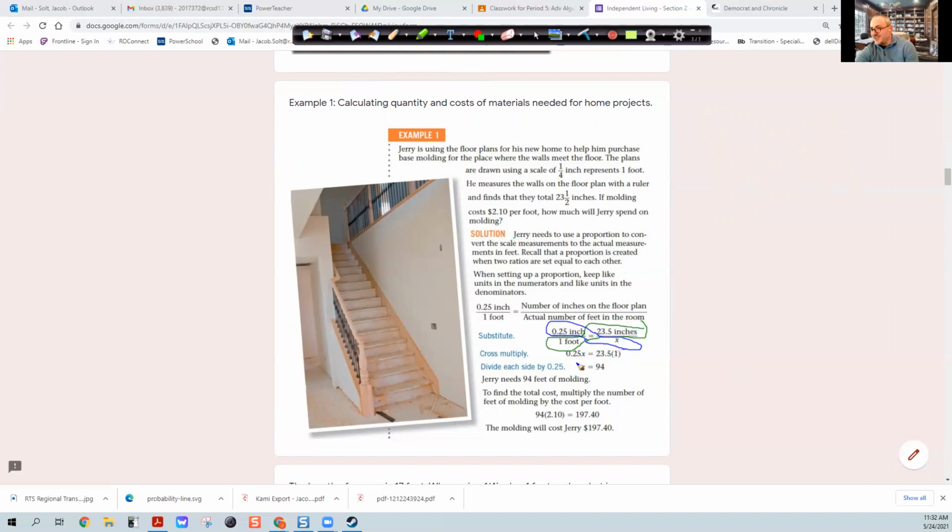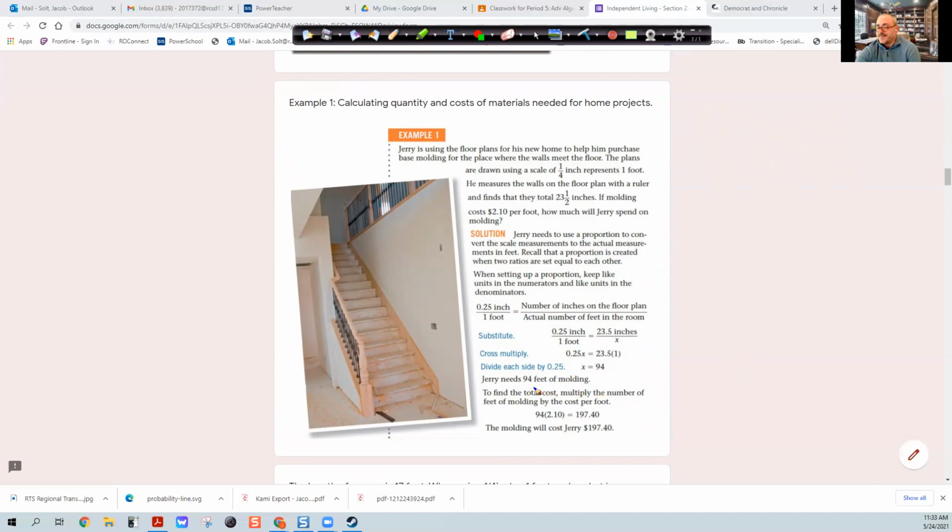We know how to solve these. You guys are getting really good at that, right? We're going to divide by 0.25 on both sides of the equation, and we're going to find out that x is 94. X is 94. That means that Jerry needs 94 feet of base molding.